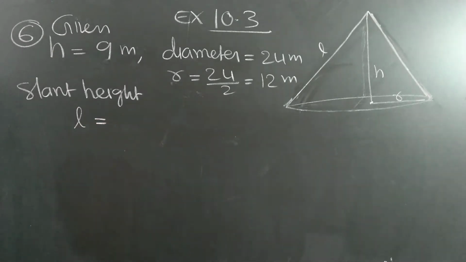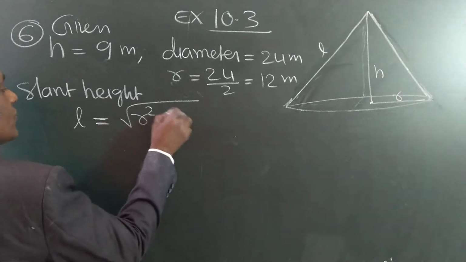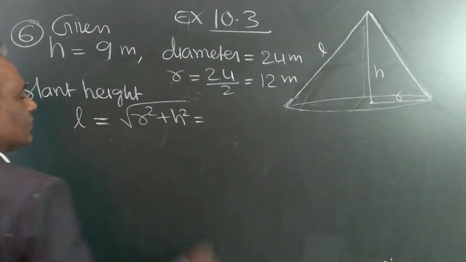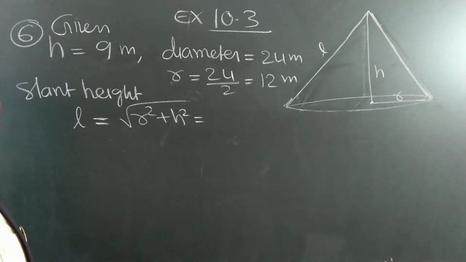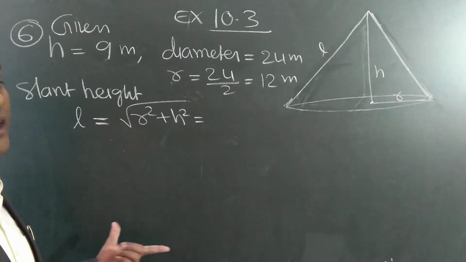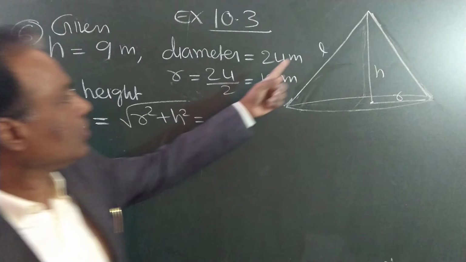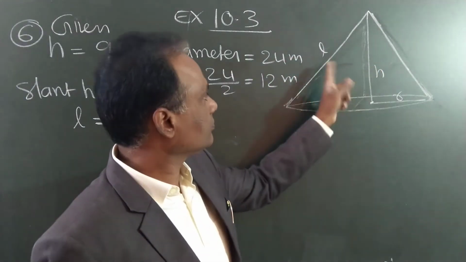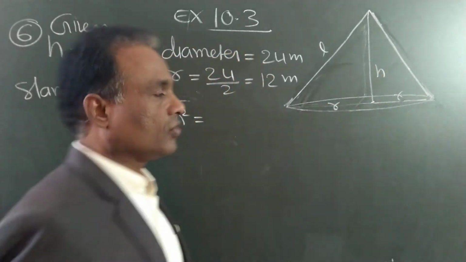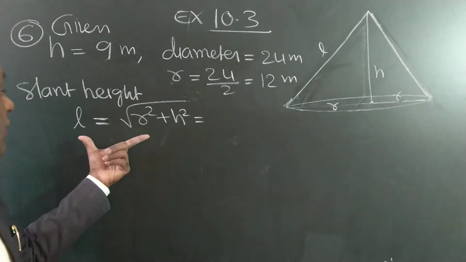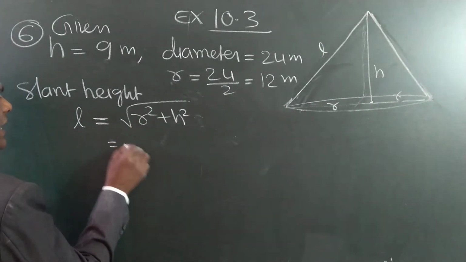L is equal to, I gave the formula. See the formula, students. L is equal to root of R square plus H square. This is called the Pythagoras Theorem, and you will get it in geometry, even in 9th and 10th class. This is one formula proposed by Pythagoras. This is the first formula I gave. See the formula and apply it and get the L value.